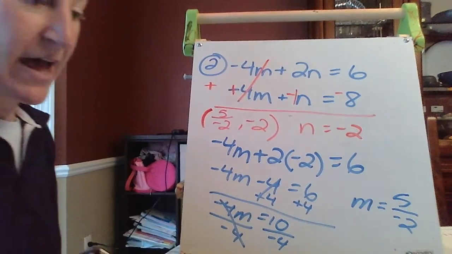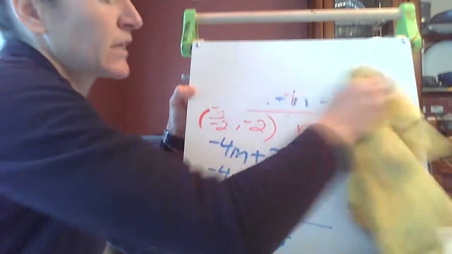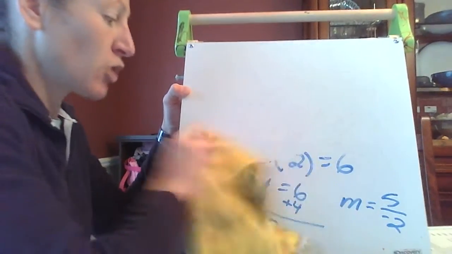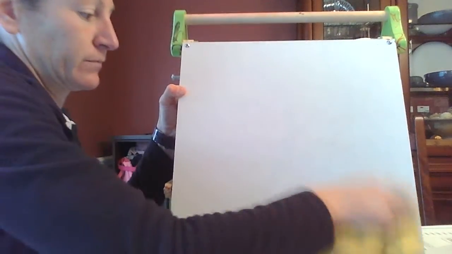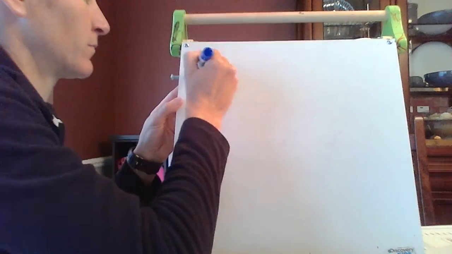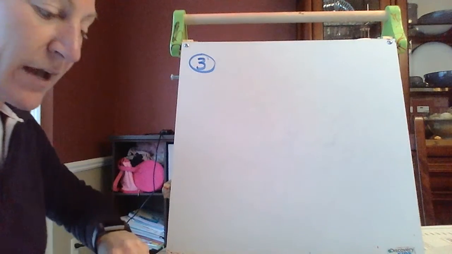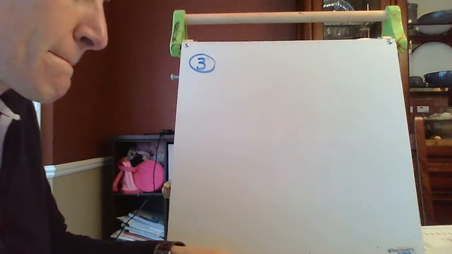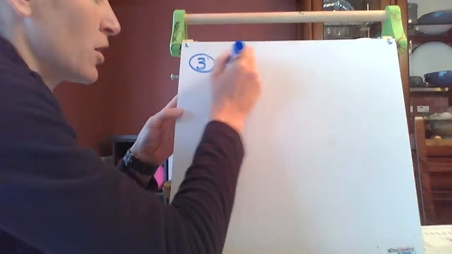Sometimes we don't have very nice numbers. We have to manipulate our equations a little bit more than just changing signs. So what does that look like? Let's show you. Okay, so for example, in number 3, we've got, actually, you know what? I think I'm going to go ahead and show you what happens when we have different solutions. So let's do this one first.